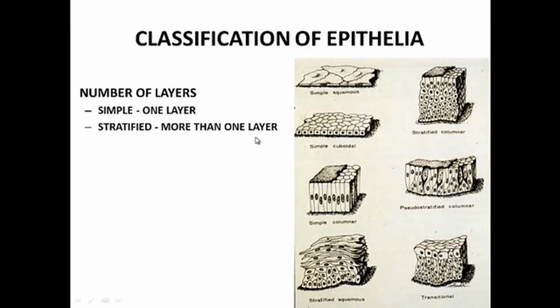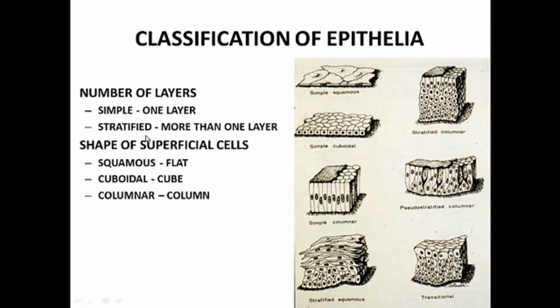Now, epithelia are classified in different ways. One is the number of layers. If you have one layer, as you see here, we call it simple. If you have more than one layer, as you see here and here, we call it stratified. And then we also classify epithelium based on the cells on the surface. If they're flat, we call them squamous. If they're little boxes, we call them cuboidal. If they're columns, we call them columnar. And so you can have simple columnar, or as you see here, stratified columnar.